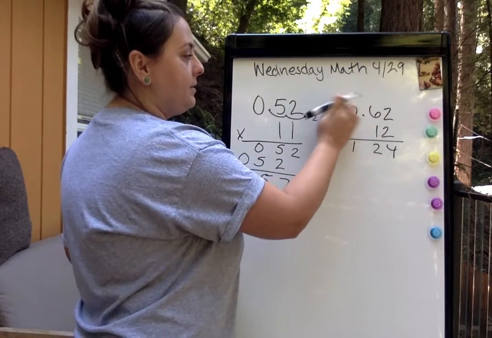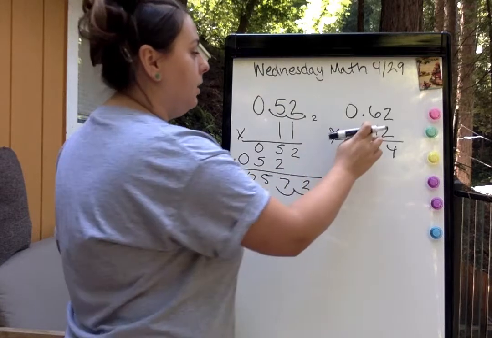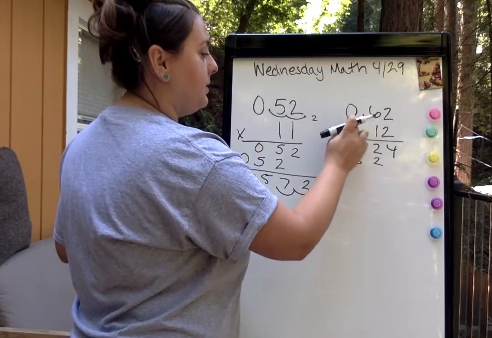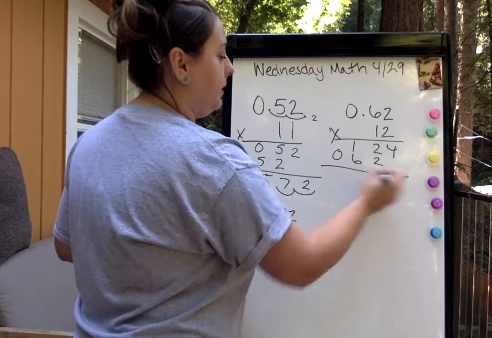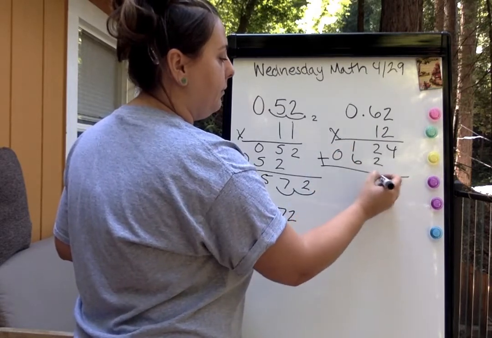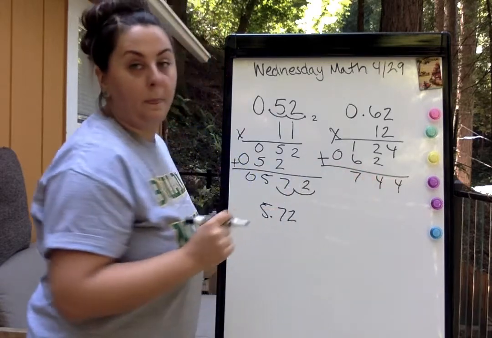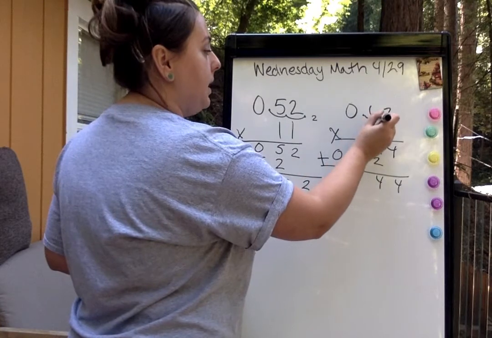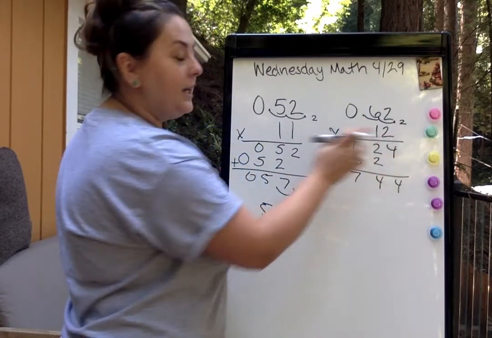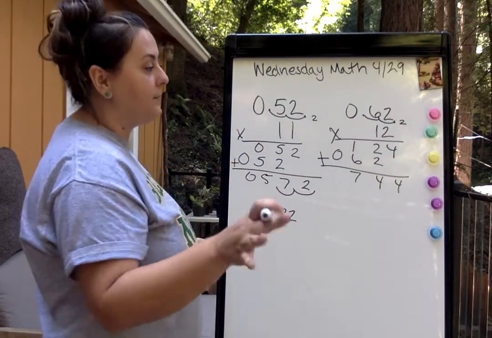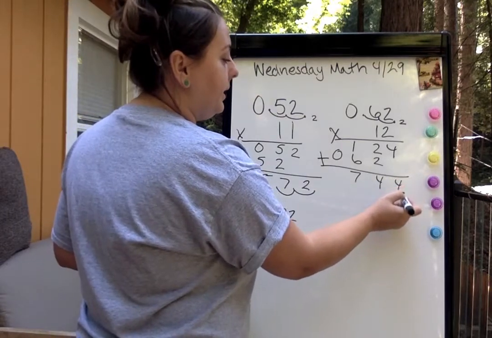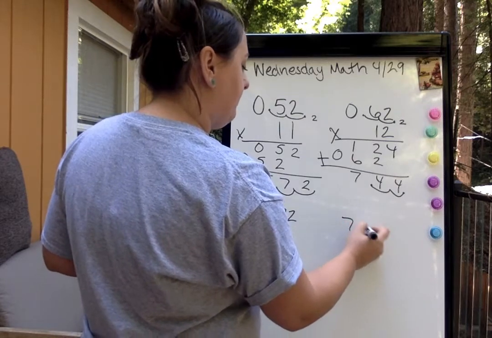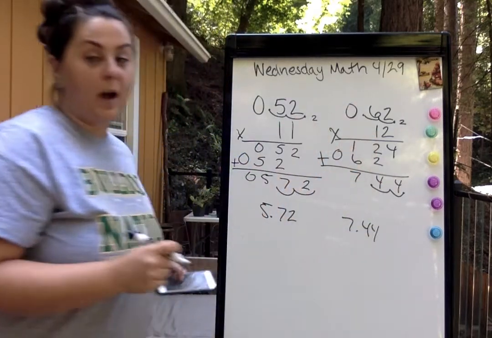1, and then erase this or cross it out so you don't get confused. 1 times 2 is 2. 1 times 6 is 6. 1 times 0 is 0. And we're going to add them up. 4, 4, and 7. Now we count how many places to the right of the decimal point. 1, 2. Now there is nothing to the right of the decimal point on 12, so we just leave it alone. So we come over here and we go 1, 2. So he spent $7.44 on those 12 cookies.